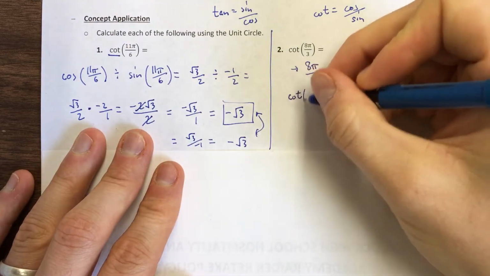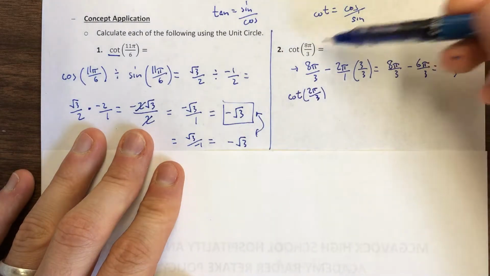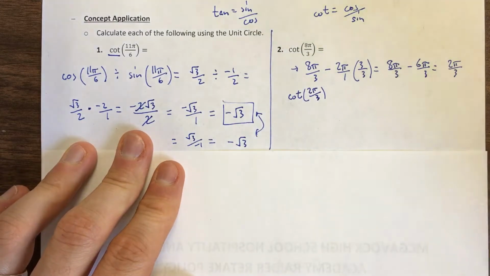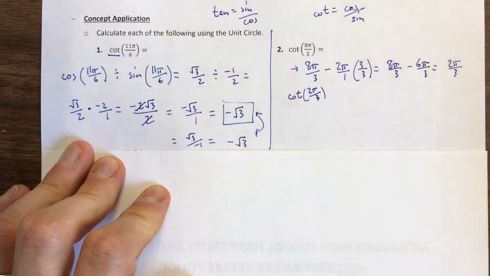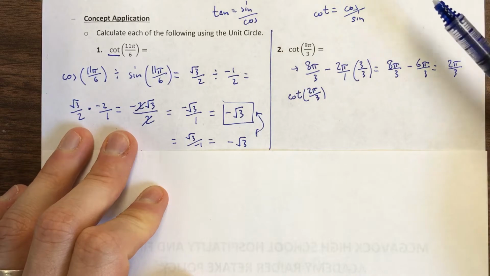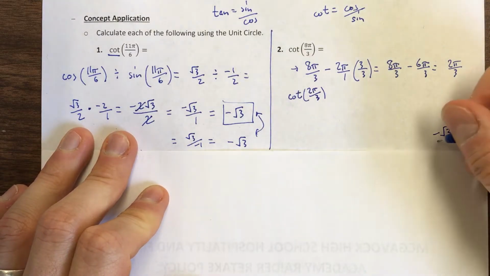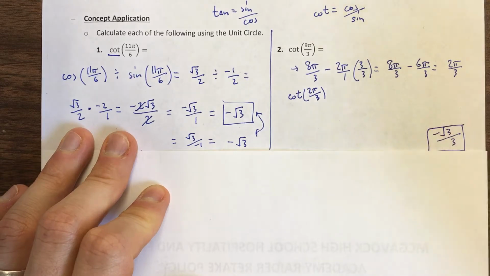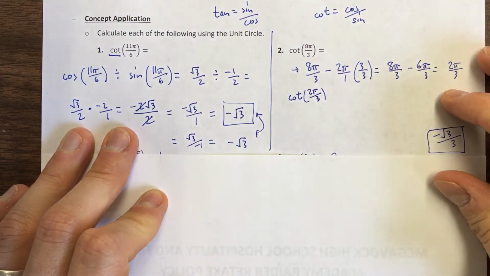So now we're finding cotangent of 2 pi over 3, since 2 pi over 3 is coterminal with 8 pi over 3. And now we can find that on our unit circle. You can do something similar to what we did here. And in fact, if you do cosine divided by sine at 2 pi over 3, your solution should be negative square root of 3 over 3. And that's what your solution should be. Let you try that on your own though.